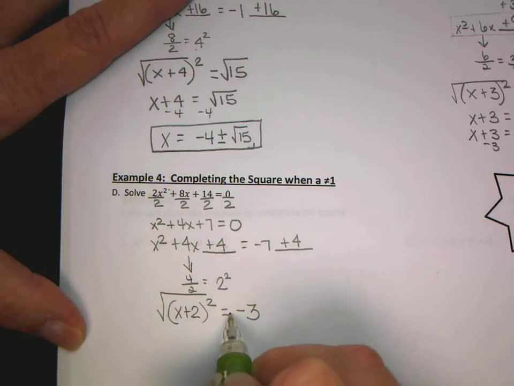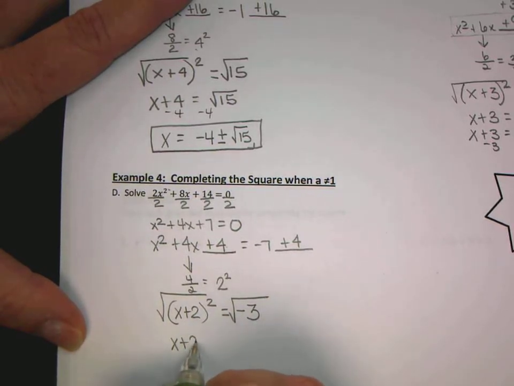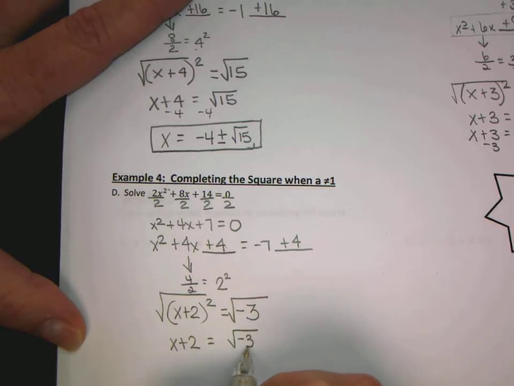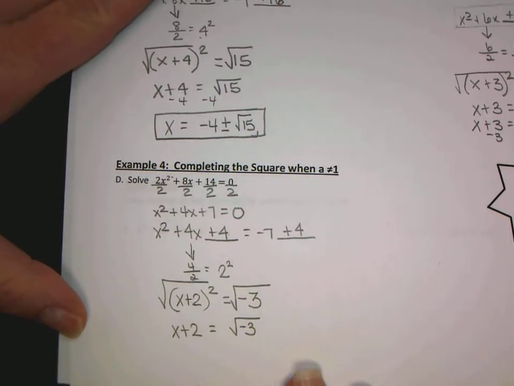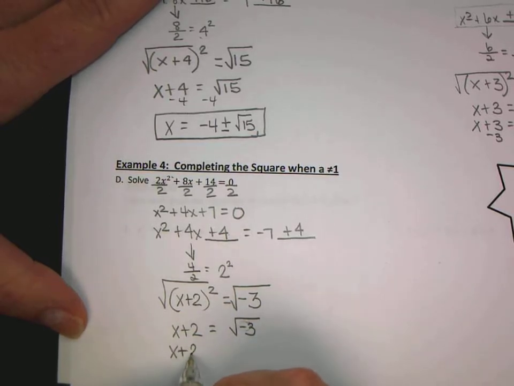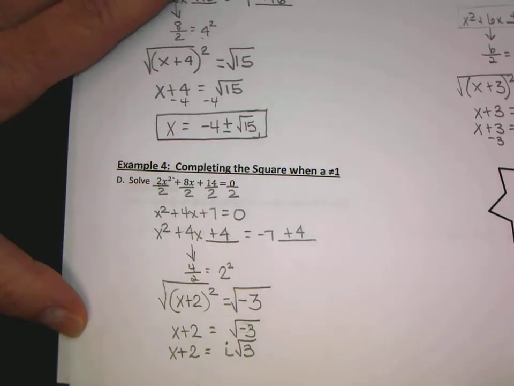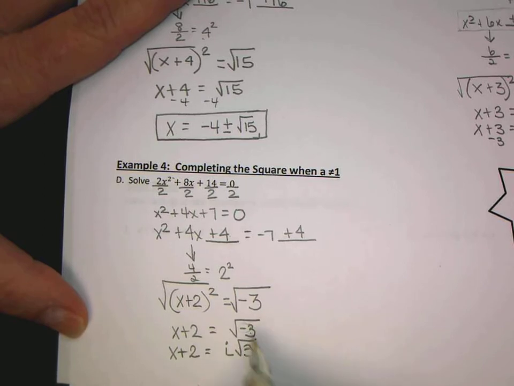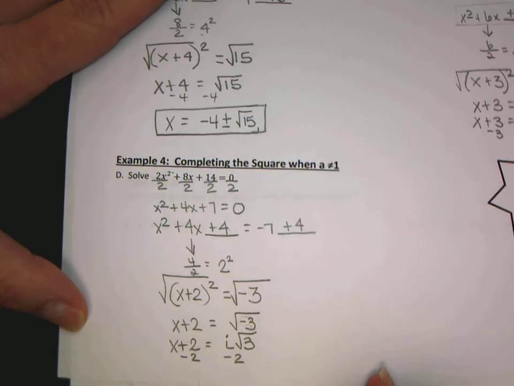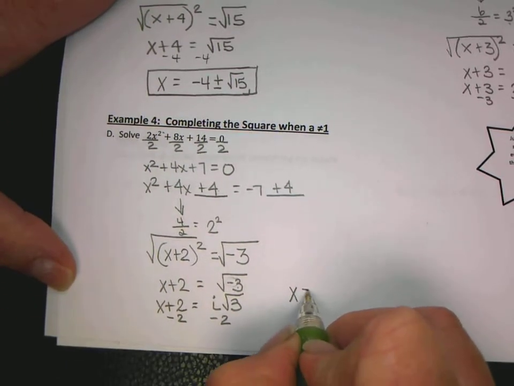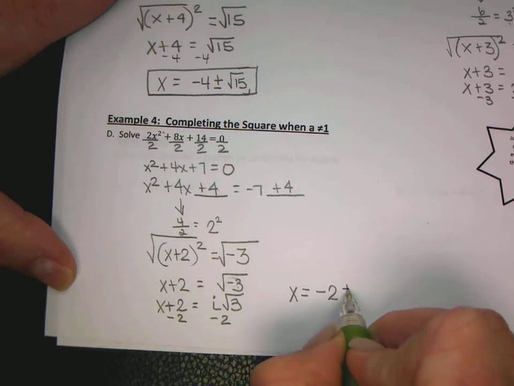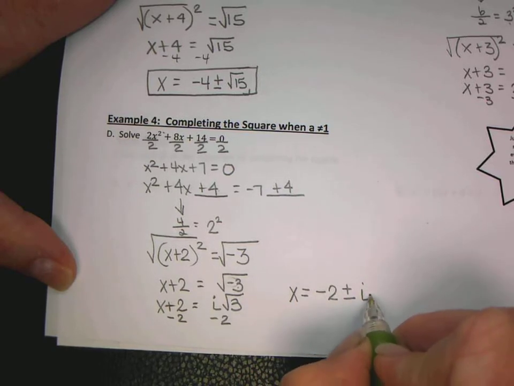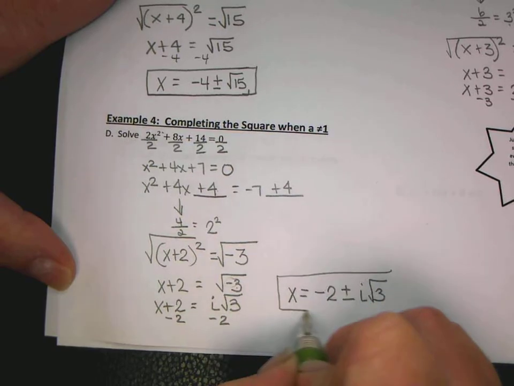Square root both sides. You're now going to have x plus 2 equals the square root of negative 3. And we learned in section 1.6 about an imaginary number. So what we want to do is take that negative out by making it an i on the outside of the radical. So now we have i square roots of 3. 3 can't be broken down, so i square roots of 3 is the same thing as the square root of negative 3. Subtract 2 and subtract 2. And the final solution here is going to be x equals negative 2 plus or minus i square roots of 3. And that's your answer.